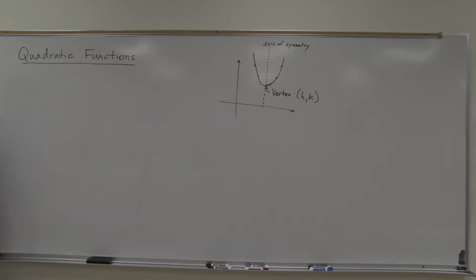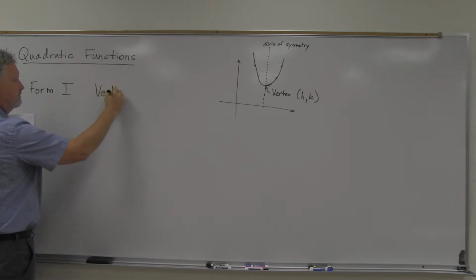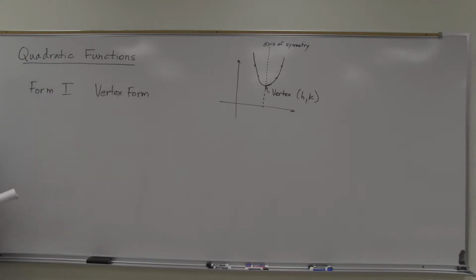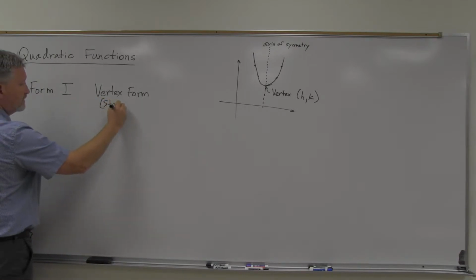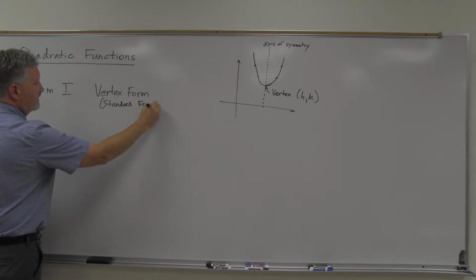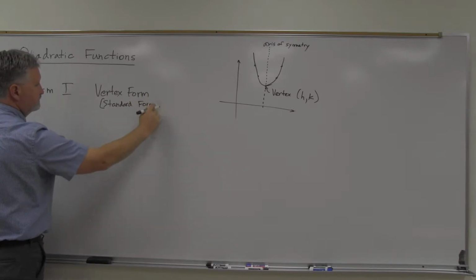I like to think of these in two forms. There's two forms that we're going to talk about for quadratic functions, and this is form one. I call it vertex form. The book may call it standard form. Other places call it standard form. But I like the terminology vertex form, and you'll see why in just a second.